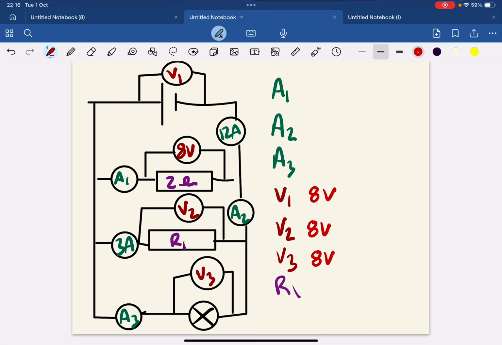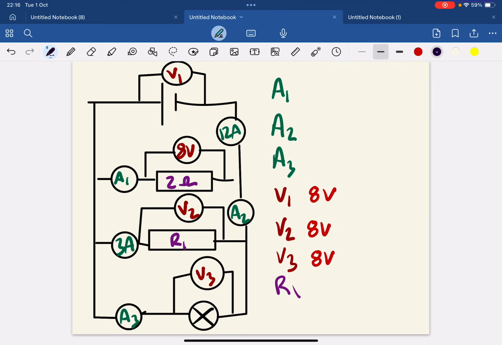Now, when we look at this, we then have to work out our current. As we said, the current we know at the beginning and at the end is going to be 12 amps. So A1 plus A3 plus 3 amps must equal 12. So we need to know then the current for A1.